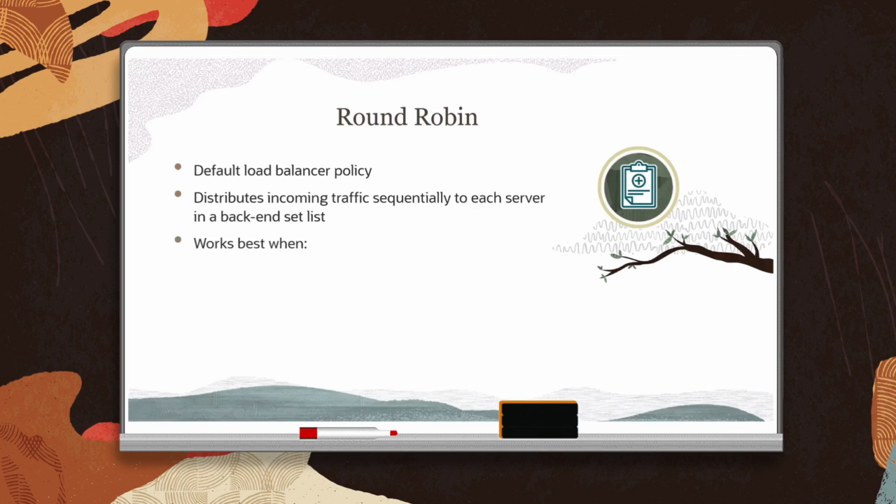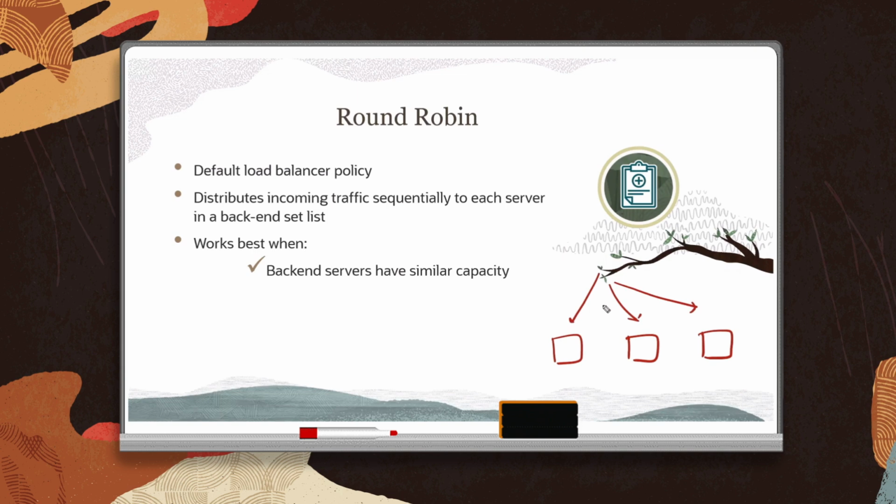And there are some use cases when this round robin load balancing policy is used. It works best when the backend servers have similar capacity because the incoming traffic is going to be sequentially sent to each server. So let's say the capacity is different in terms of virtual hardware configuration. Because in case of round robin, the traffic is going to be sequentially sent to these servers, let's say first, second, third, and then fourth, fifth, sixth. Now, if a server has a better virtual hardware configuration than the other, it doesn't make a lot of sense to go with round robin load balancing policy.